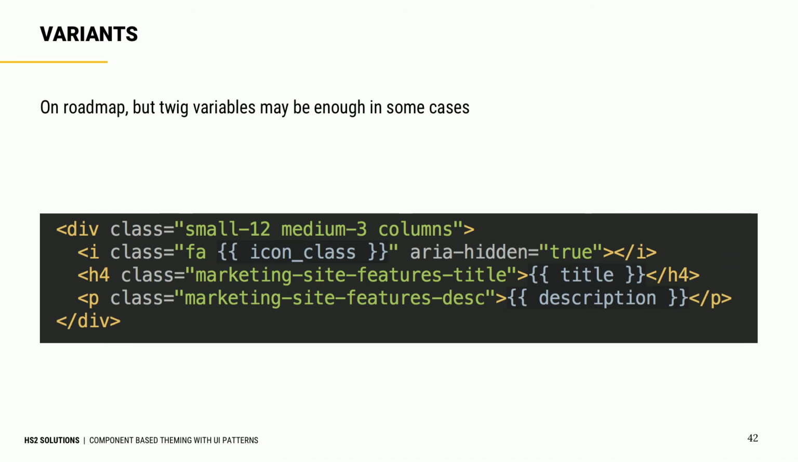And then another common question is pattern variance. So a pattern, but there's a small difference either in structure or styling. How do we represent those? It's another thing that's on the roadmap, but depending on exactly what you're looking to do, a modifier Twig variable might be enough. This is a really simple example, but taking that marketing site feature that we saw before, there's just a class for the icon that gets passed in. So it's the same pattern, but depending on the value of that, you're going to get a different icon. So, depending on what you're looking to do, that might get you much of the way there.